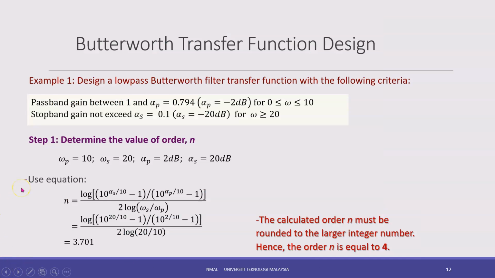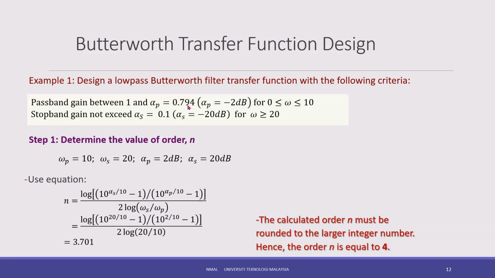Okay, first we have example 1: to design a low pass Butterworth filter transfer function with the following criteria. So the criteria here is given. This is a straightforward question where it is given, and normally for the final exam question, you need to extract that information. Pass band gain here is between 1 and alpha P, which is equal to 0.94.